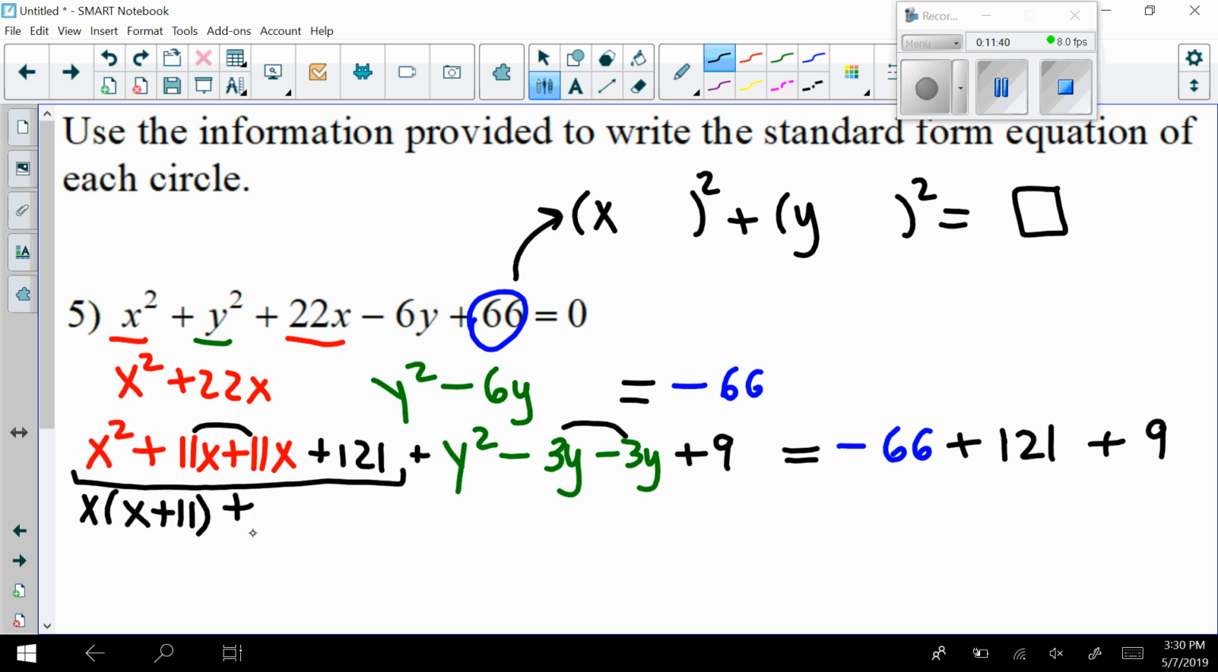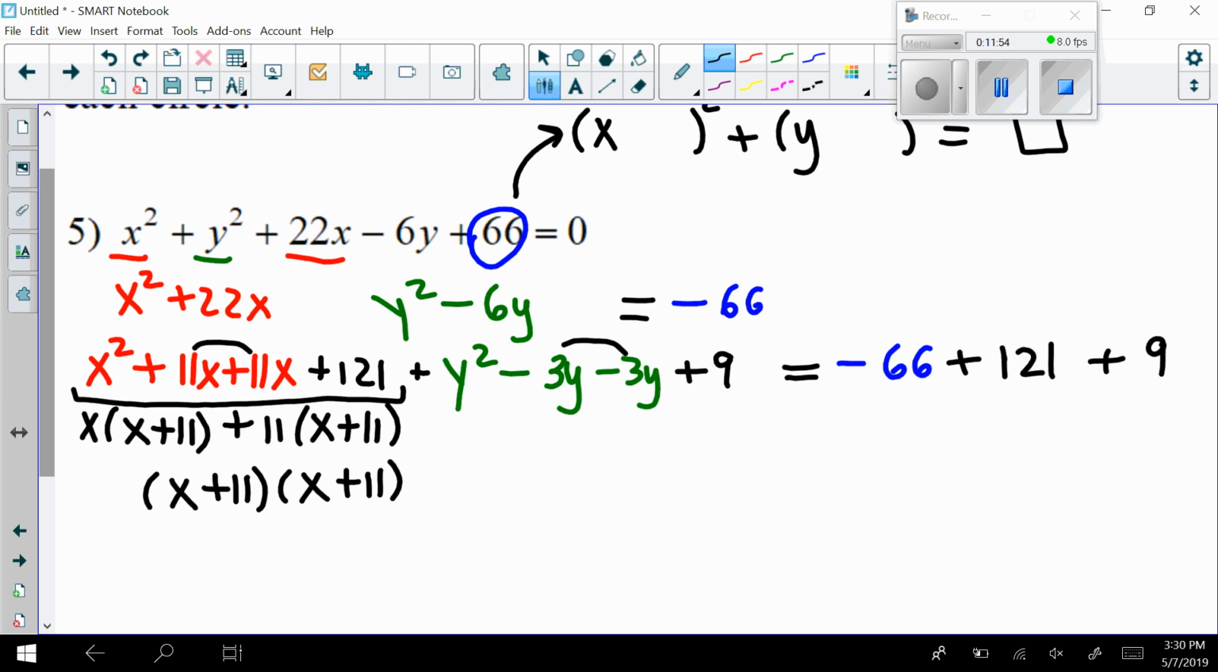So these have 11 in common. And what you should notice is that we end up having the same x plus 11 twice. And that's exactly what we wanted, right? Because we wanted to write it as a perfect square, or like a quantity squared.